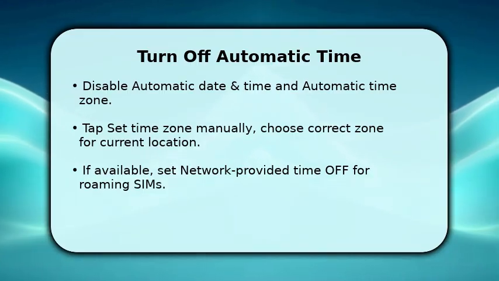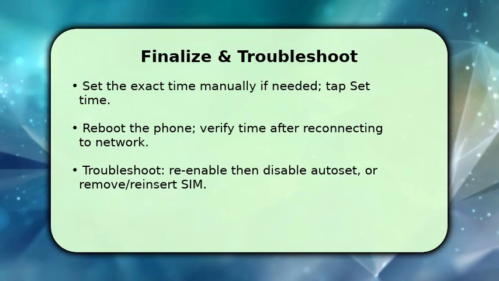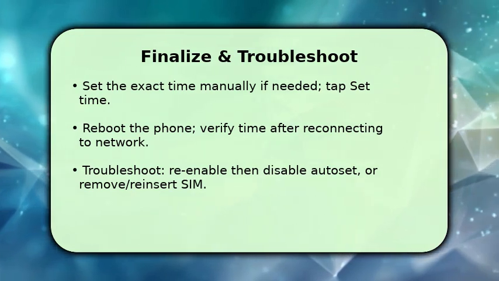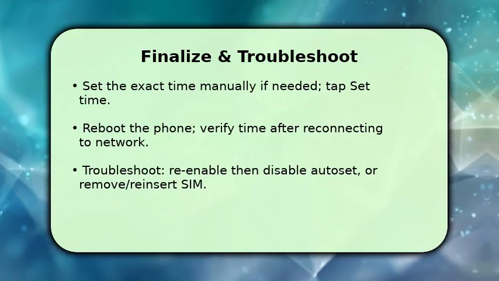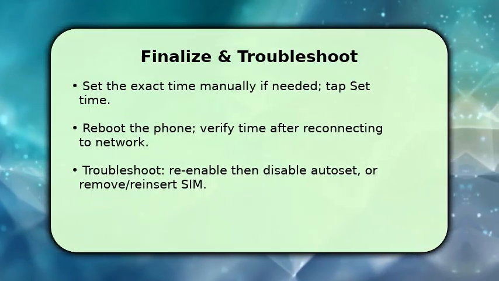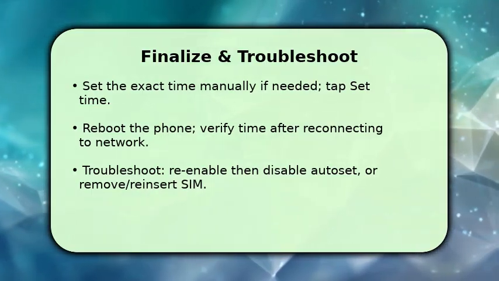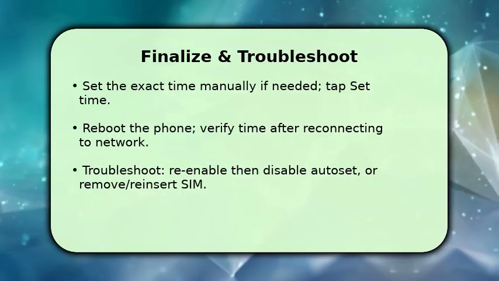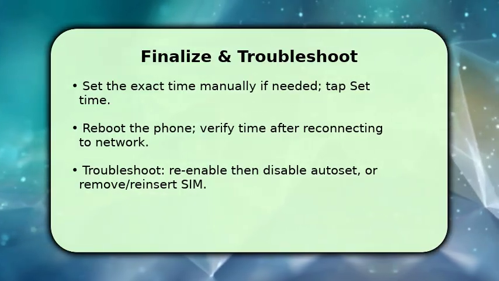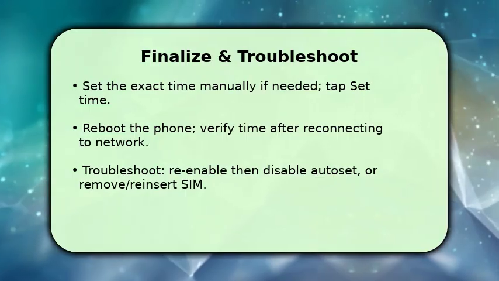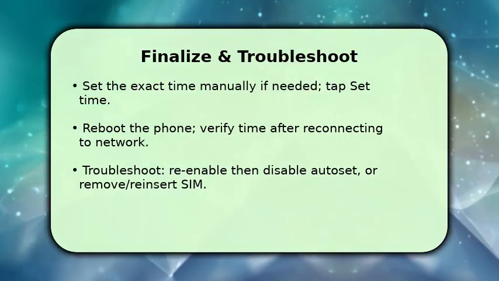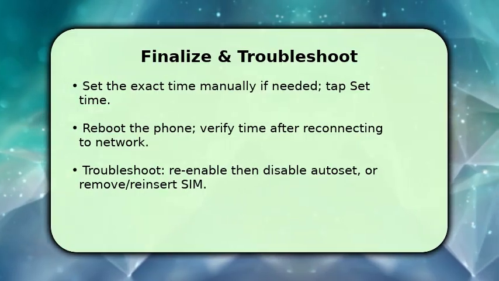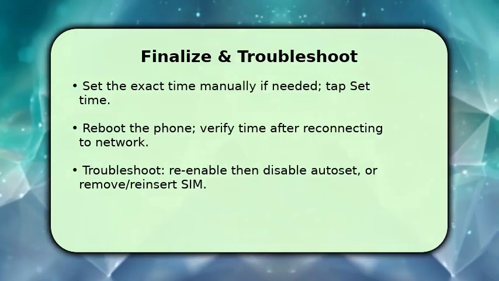Finish by manually setting the exact time if the zone alone isn't correct. You set time and adjust hours and minutes. Once done, reboot the phone so system services reload with your manual settings, then reconnect to the network and confirm the displayed time. If the carrier still forces changes, try re-enabling automatic time briefly, then disabling it again, or remove and reinsert the SIM. These steps clear network overrides. If problems persist, test with Wi-Fi or another SIM.